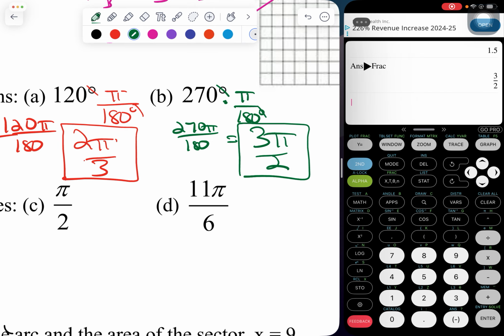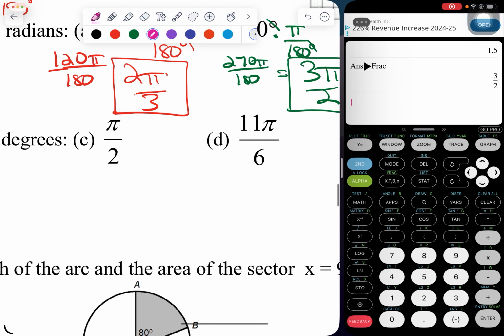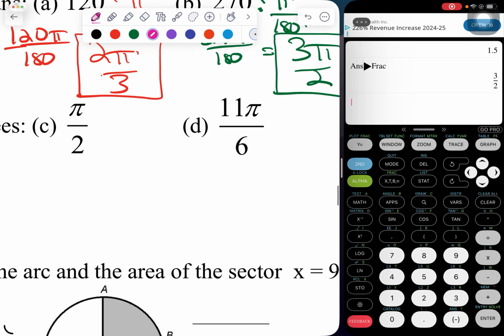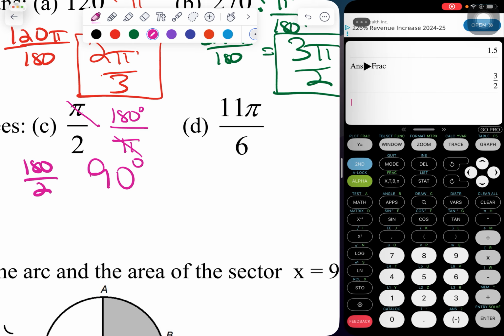Now, the questions directly below this, I'm giving you radians this time, and I want you to convert to degrees. So we're still using the same exact conversion. We're just flipping it to cancel out the radians this time as opposed to the degrees. So pi is gone, and I'm left with 180 over 2. I don't need a calculator for that. That's 90 degrees.